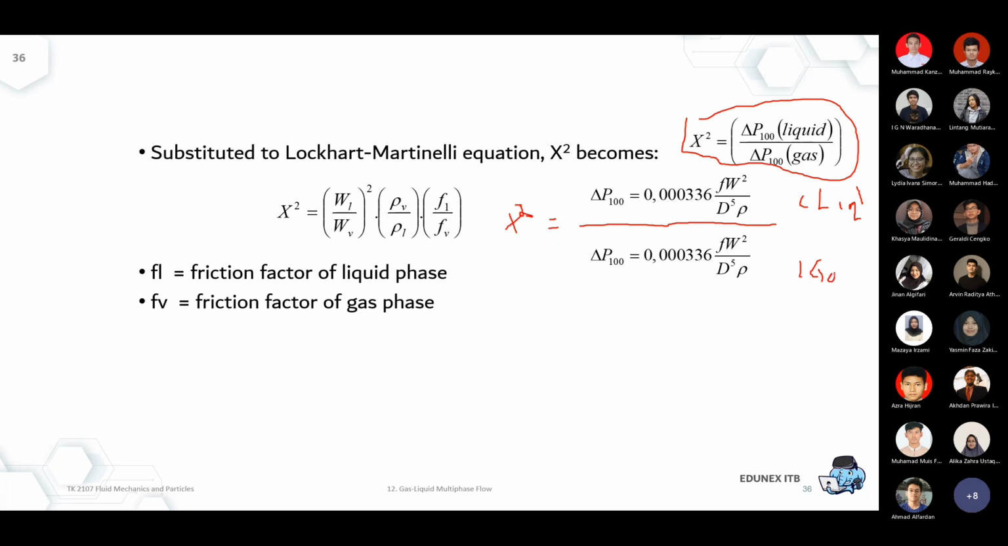So a lot of this empirical coefficient factor can actually cancel out each other. Imagine this x square of delta P liquid per delta P gas now becomes this correlation. That's the delta P100 only for the liquid, that's the delta P100 only for the gas. Applying the same Darcy formula or the same Fanning or Moody formula, now we can simplify this correlation. Why? Because that cancels out. And then we are left with the correlation between the diameter.